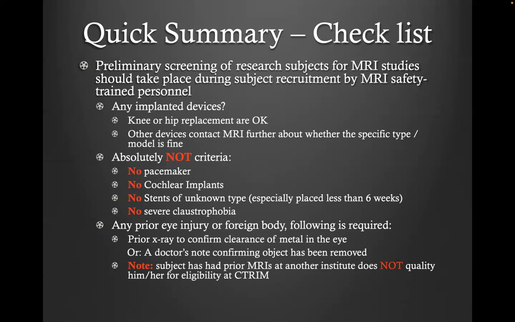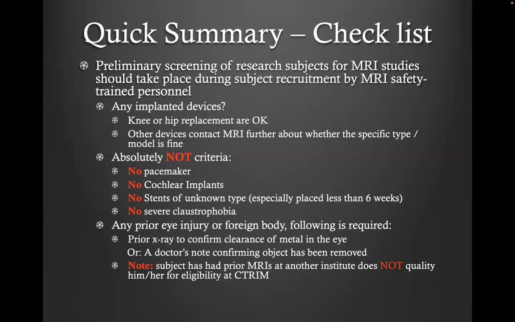And also any prior eye injuries or foreign bodies in there. Someone may be doing metal work, shielding work, or may be in the military, and may have bullets or metal shrapnel in their eyes. Any metal in the eye can move, and that can create big danger. So in those kinds of scenarios, we will need a prior X-ray to confirm clearance of metal in the eye, or a doctor's note confirming objects have been removed. We cannot just do it as is.